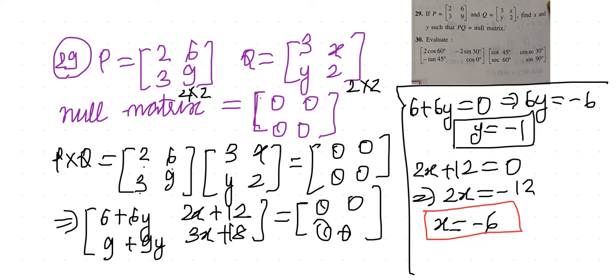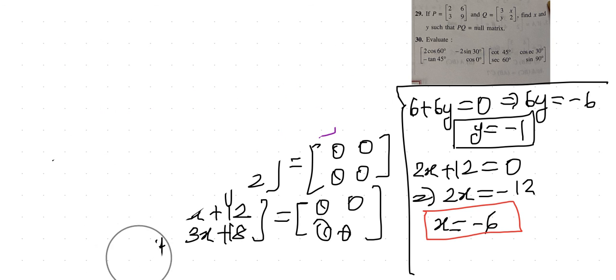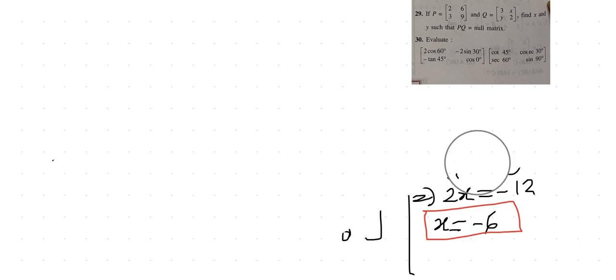Okay, so this is the way this sum has to be done. It was an easy one. The only concept we had is we had to take the concept of null matrix. Okay, and then we'll be moving on to the next question, that is question number 30.